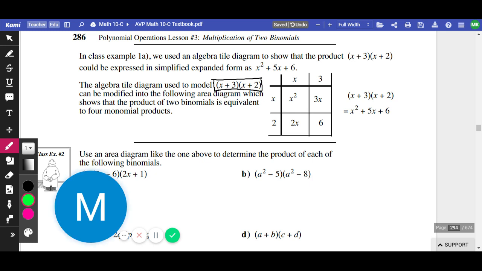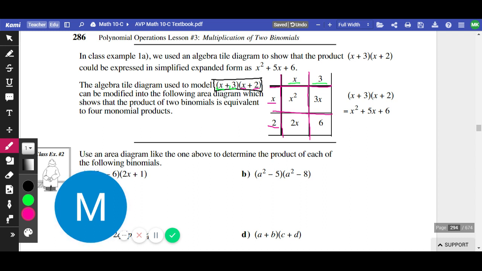The way an area diagram works is you take each binomial and you break it into its parts, into its terms. So the first binomial, x would be the first part, I put x. 3 would be the second part, I put 3. Then I'm going to take the second binomial, break it into its parts, and write it down the side of a grid. So x plus 2. And you've made this grid, and you'd have the inside empty. Obviously, they filled it in for you already.